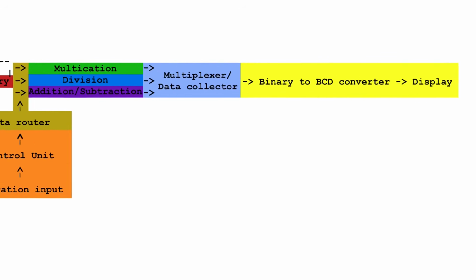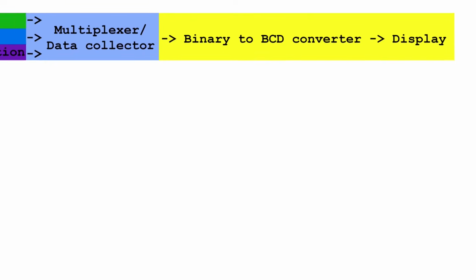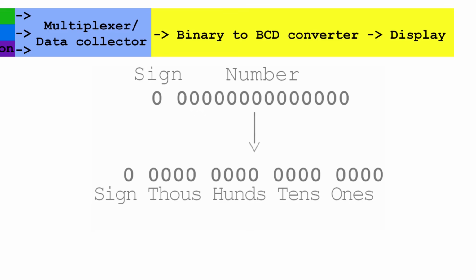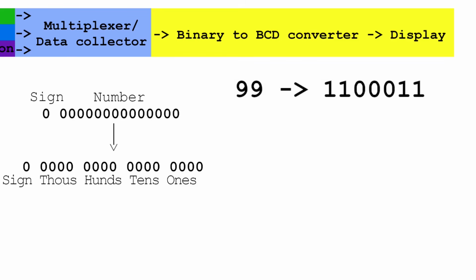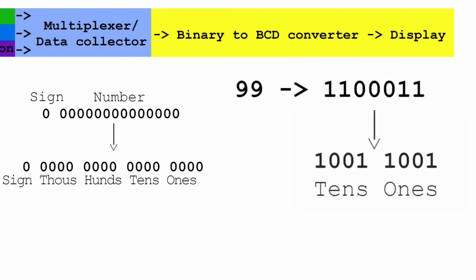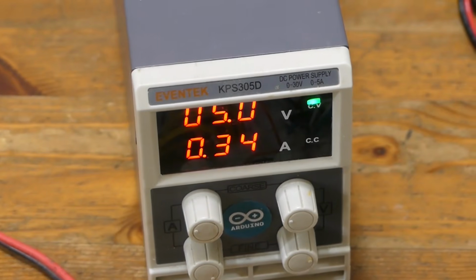This might sound complicated, but all this part does is break the 14-bit number along with the sign bit into its individual parts, that is, the ones, tens, hundreds, and thousands places. So 99, or 1100011, will then turn into 1001 and 1001, which can then be interpreted and displayed in the display module. Once all is said and done, you have a calculator.